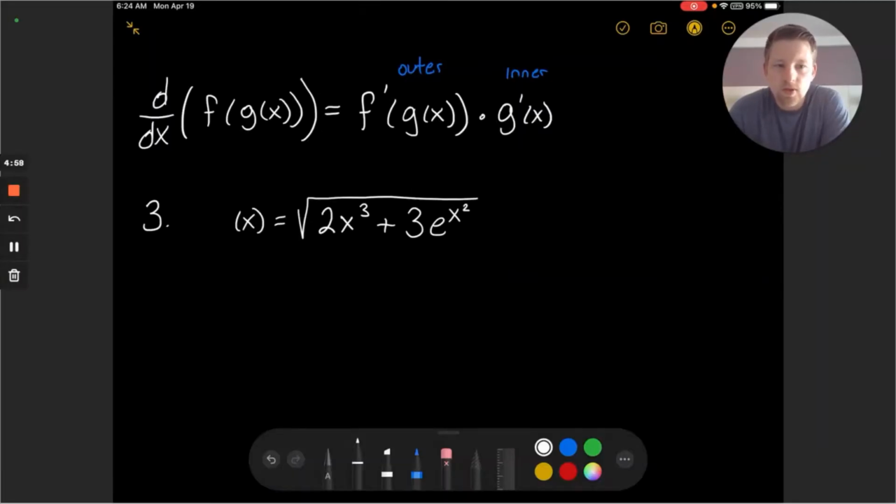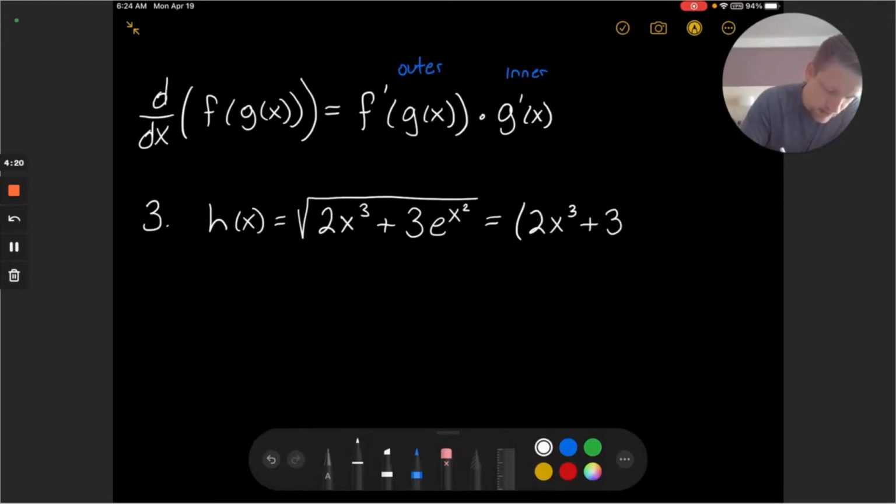Welcome. In this video, we will take a look at a third example using the chain rule. We have a function here we'll call h of x, the square root of 2x cubed plus 3e raised to the x squared. Initially, we can think about rewriting that square root, the outer function or outer operation on this function. We can rewrite that as a 1/2 power to make it a little clearer. So we have 2x raised to the third power plus 3e raised to the x squared, all raised to the 1/2.